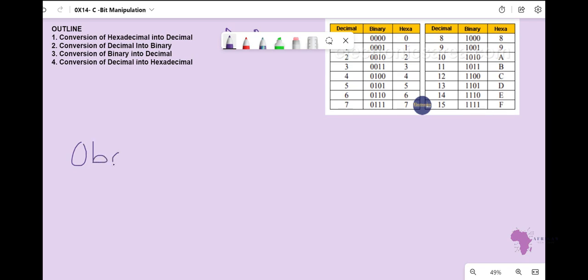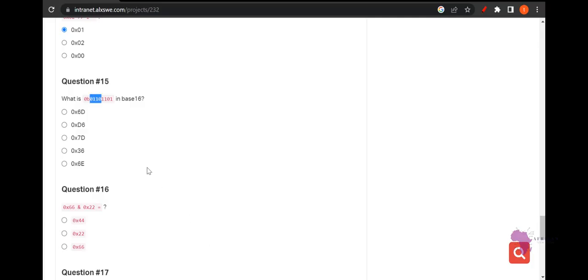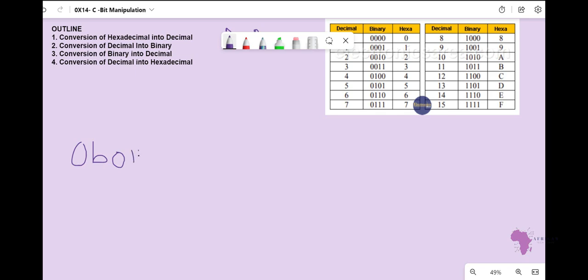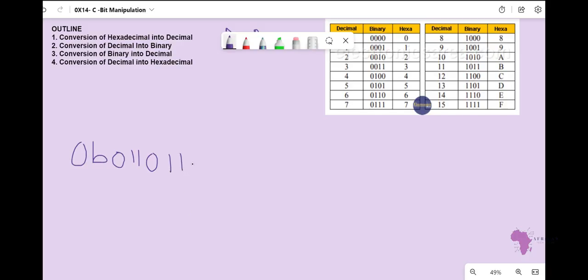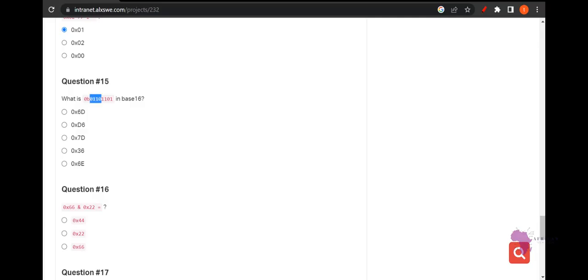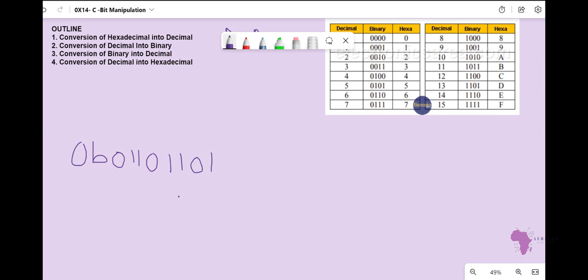Then from there, it is 0. Let me check again. Yes, 0110, 1101. So what have we been asked? We have been asked to calculate to base, which base? Base 16, changing to hexadecimal.